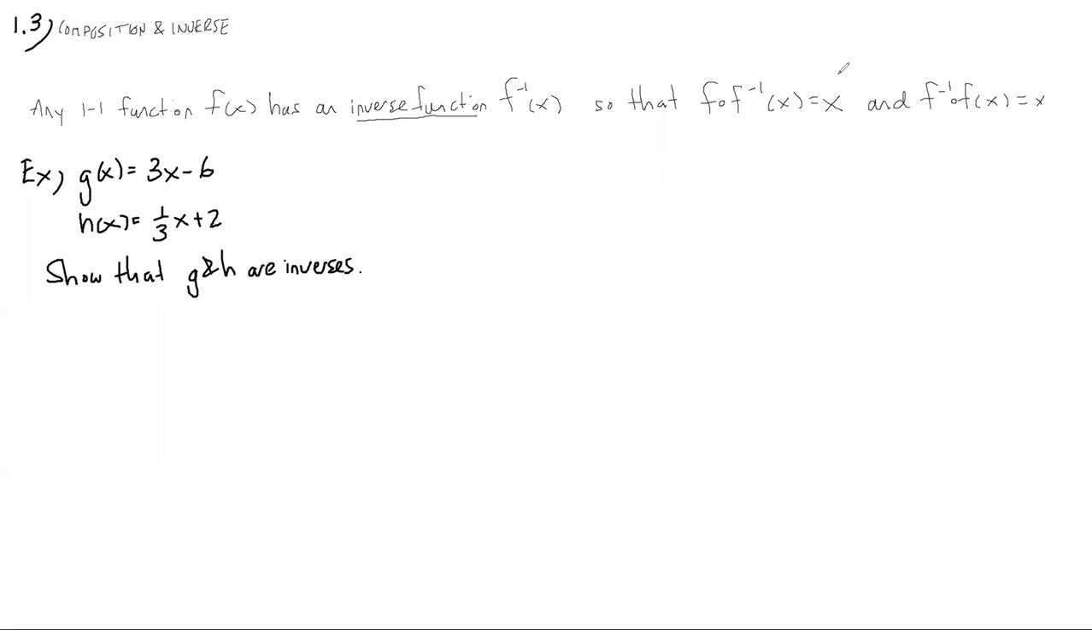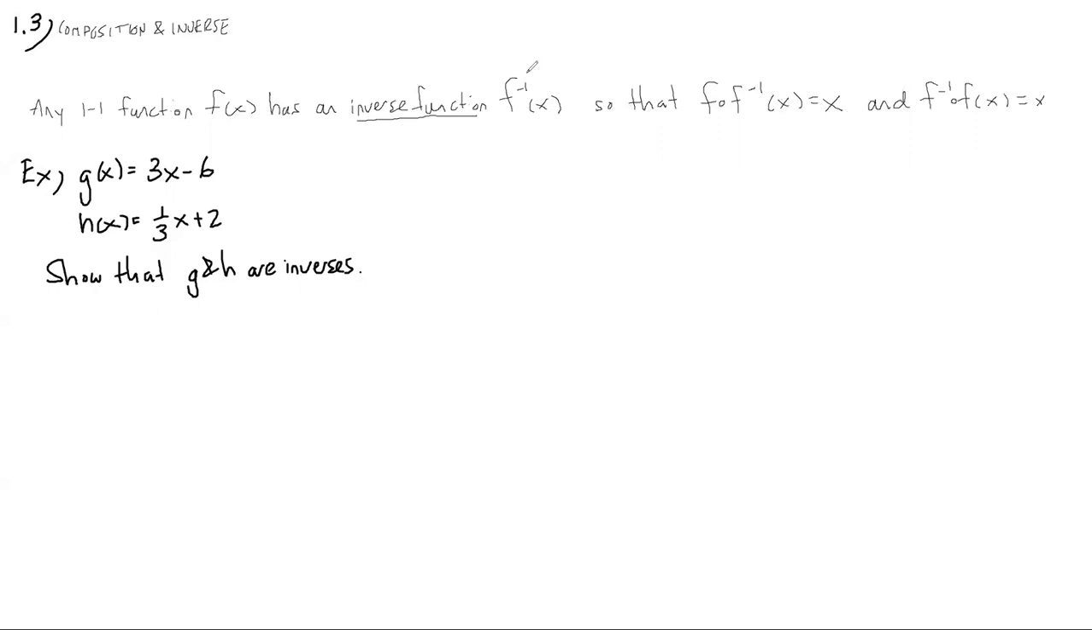Here's where it looks a little bit technical. f composed with f to the -1 of x is just x, and f to the -1 composed with f of x is just x. So what we're actually getting here is that the composition gives you the identity mapping, where x just maps right back to itself.